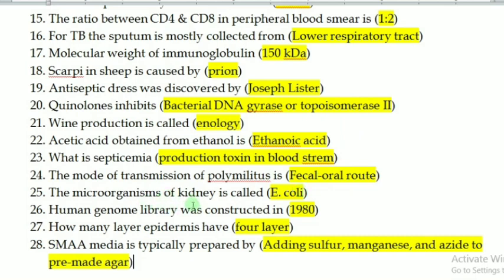Then the most important microorganism found in the kidney is E. coli. The Human Genome Project library was constructed in 1980. Then the layers of the epidermis, so mostly we have 4 layers of the epidermis. We have SMAA, which is actually the selective media used for Salmonella, and it is mostly prepared by adding sulfur, manganese and azide to make the media.